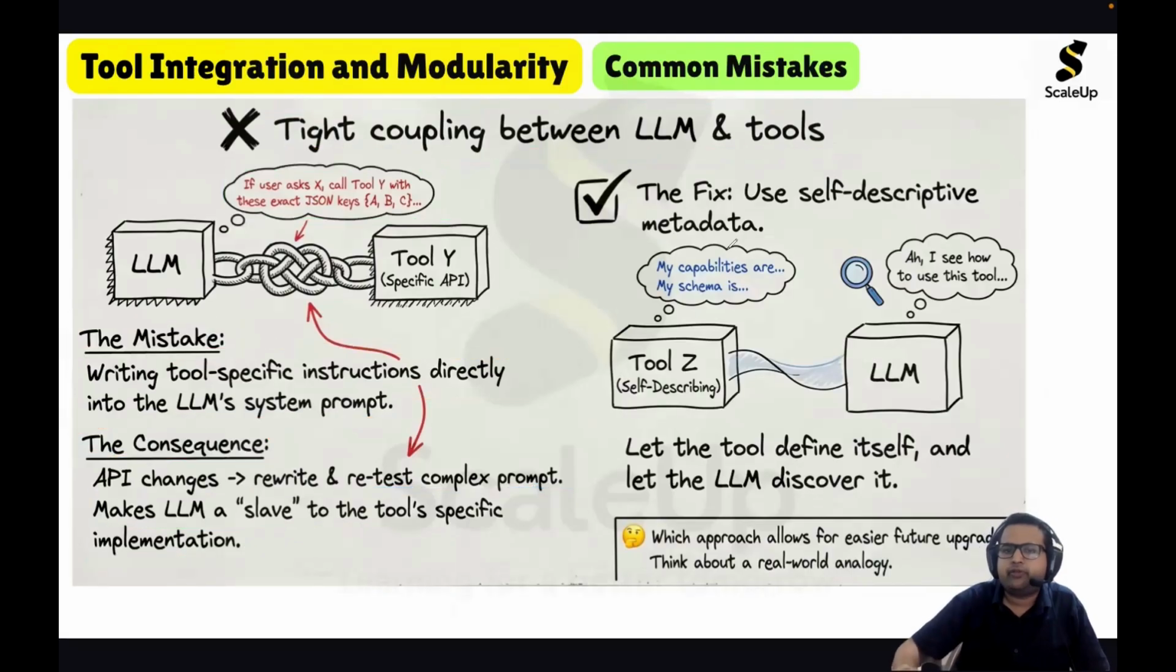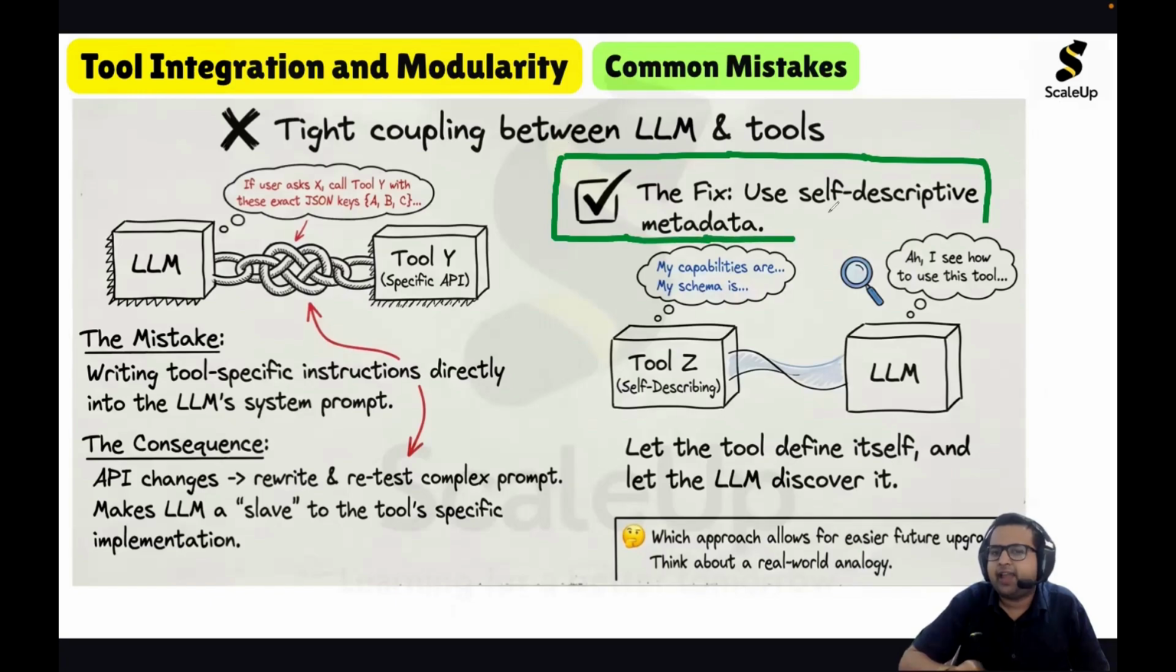So the fix for that is loose coupling. And how can I achieve the loose coupling? Let us see that. So we should make use of self-descriptive metadata. The idea is that every tool should have a self-descriptive metadata wherein the tool will tell that, okay, this is my name, this is a description which is telling the capabilities, like, these are my capabilities, and my schema, like this is what input I take, and this is the format of the response I generate. So every tool should have a self-descriptive metadata.